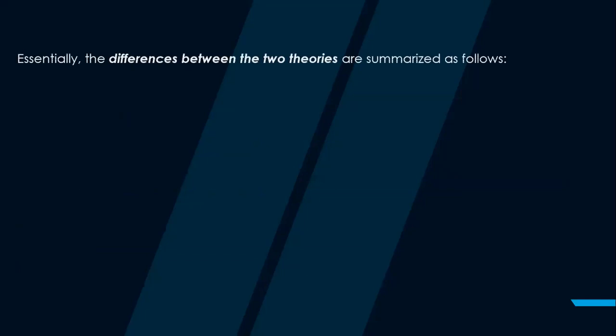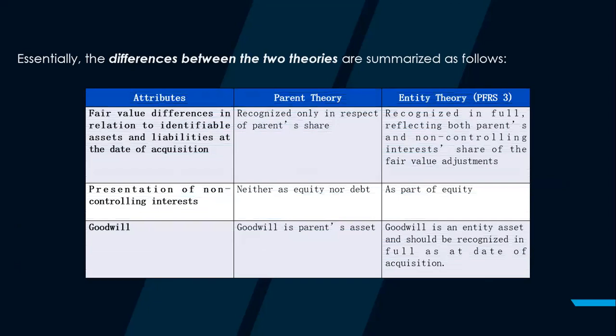Essentially, the differences between the two theories are summarized, okay? So we have now the parent theory and entity theory. Fair value differences in relation to identifiable assets and liabilities at the date of acquisition: under the parent theory, recognized only in respect to parent share. For the entity theory, recognized in full, reflecting both parent and non-controlling interest share of the fair value adjustments.